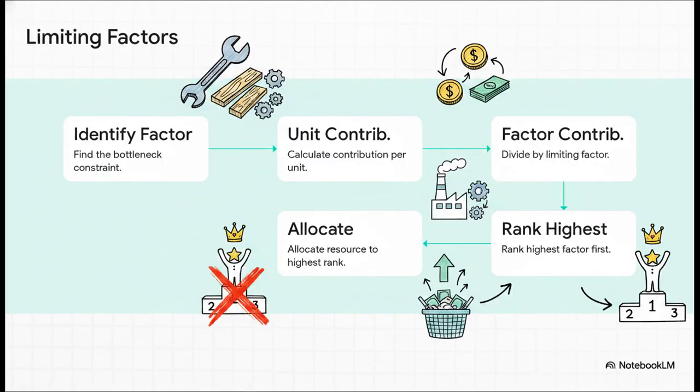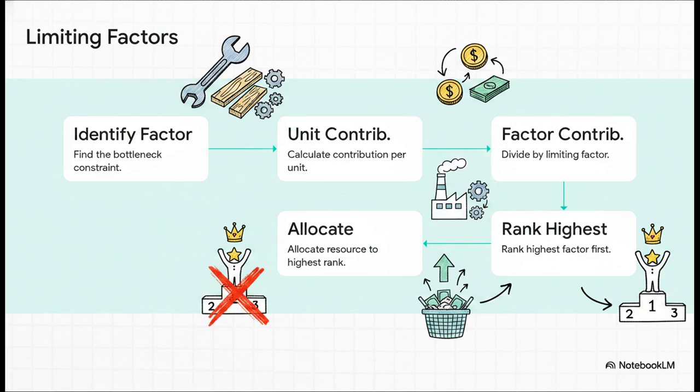Okay, let's break this down into the exact step-by-step flow you're going to need for the exam. Step 1, identify the limiting factor. Is it labor? Is it materials? Step 2, calculate the basic contribution per unit for each product. Remember, that's just selling price minus variable cost. Step 3, calculate the contribution per limiting factor. This basically means dividing the unit contribution by the amount of the scarce resource it actually takes to make one unit. Step 4, rank them. The highest contribution per limiting factor gets rank number 1. And finally, step 5, allocate your scarce resource to the highest rank until it's entirely used up.